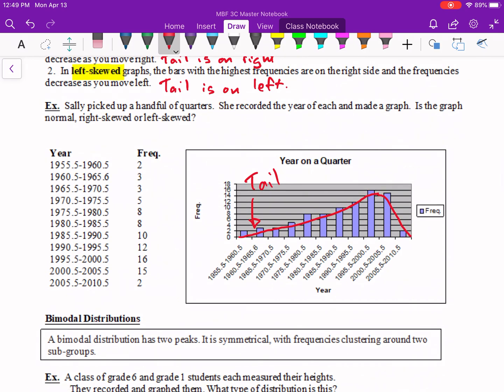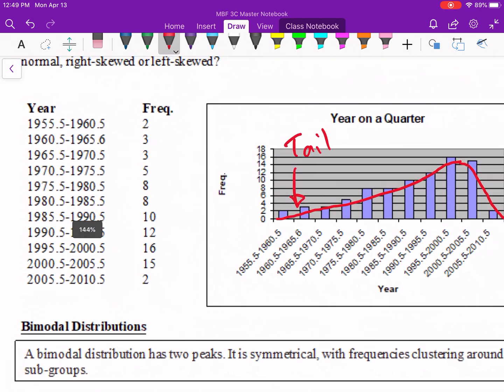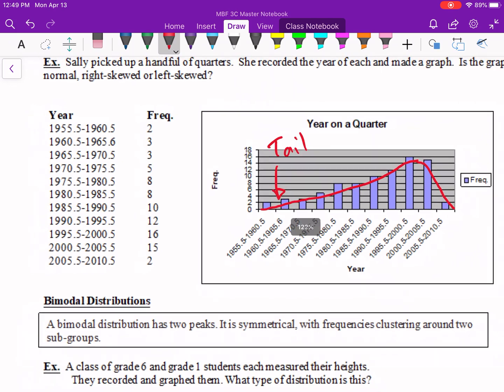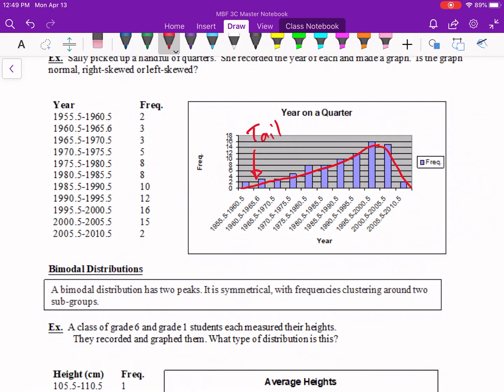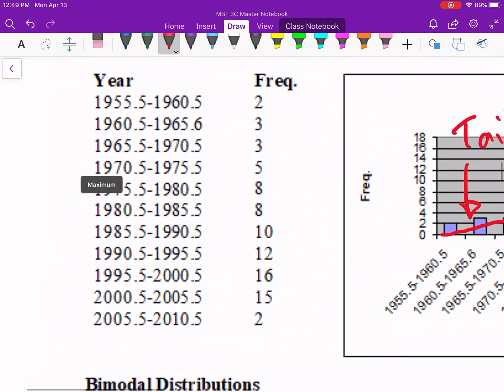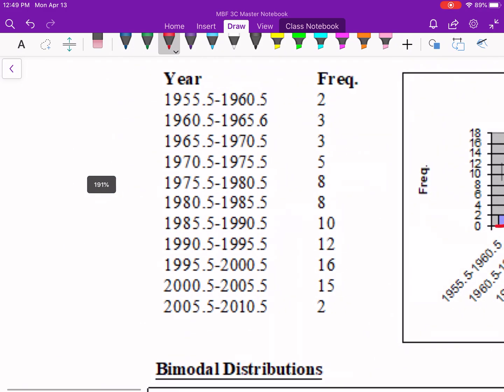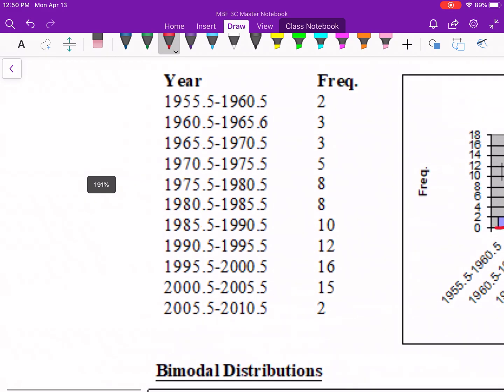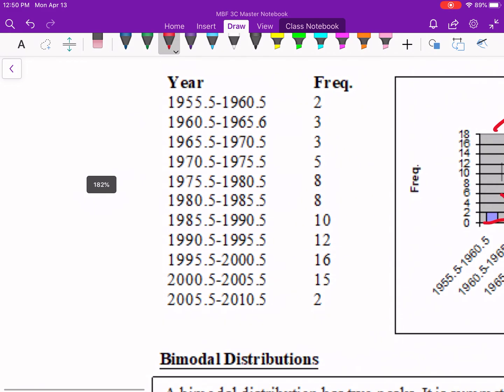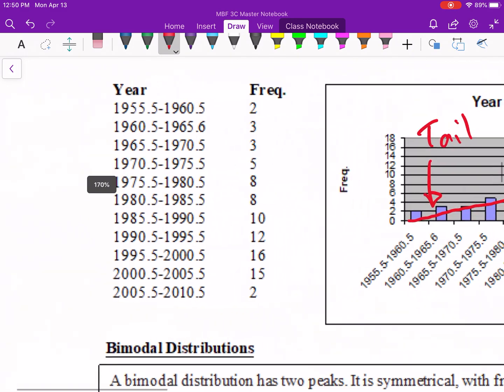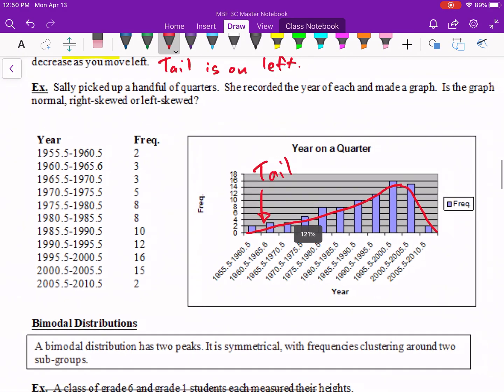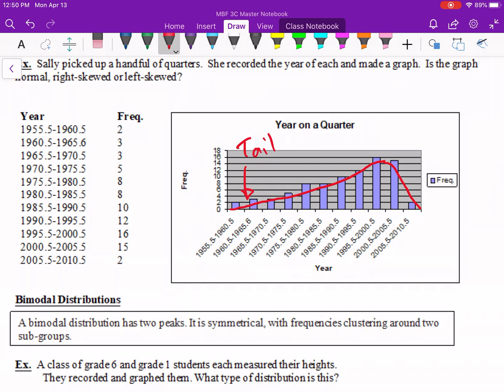For example, Sally picked up a handful of quarters. She recorded the year of each and made a graph. Is the graph normal, right skewed, or left skewed? So here is her table. Again, she made a frequency table, but she didn't put it inside an actual table. But you can see here on the left, we've got the years from 55 to 60 and 60 to 65. Then we've got the frequency for each one.